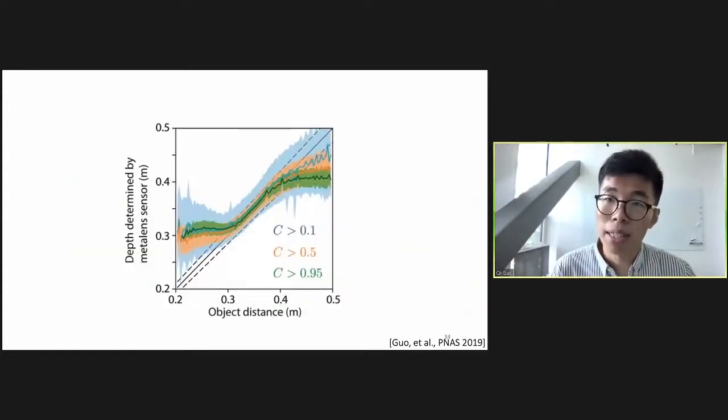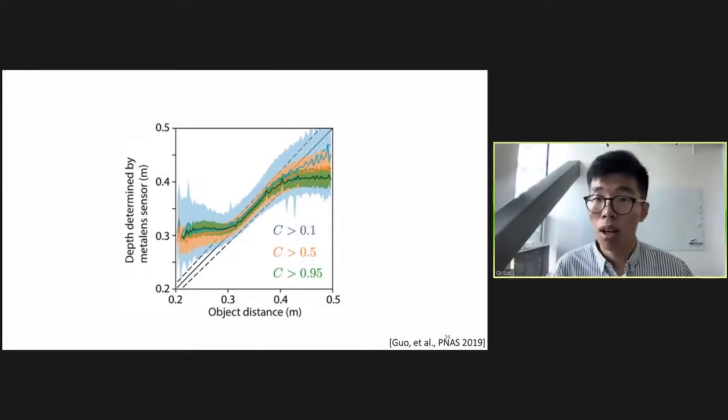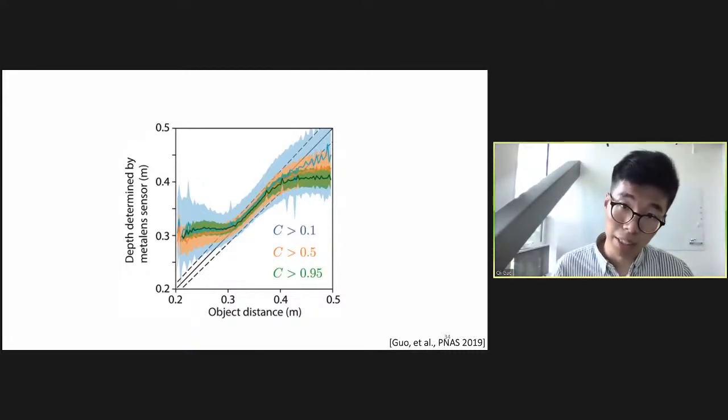Here is a quantitative analysis. The x-axis is the true depth, and the y-axis is the predicted depth. The width of the color band is the mean error. Different colors represent different confidence thresholds. With confidence higher than 0.5, which corresponds to 50% density in this case, the working range is from 30 to 40 centimeters with less than 5% relative error.